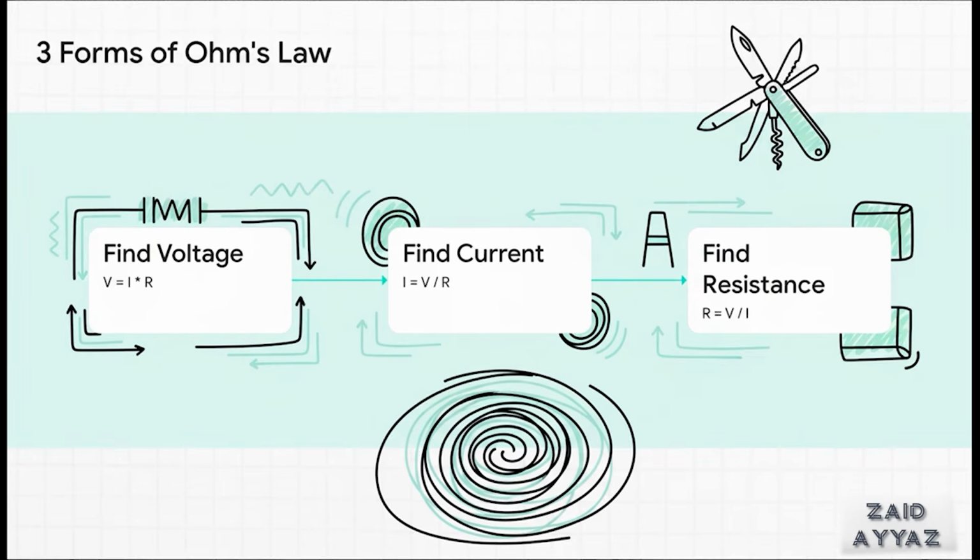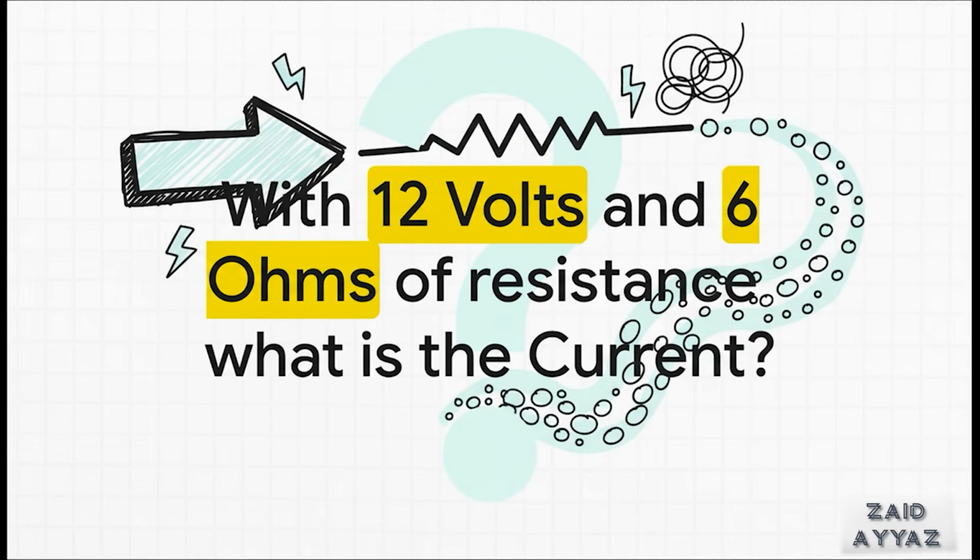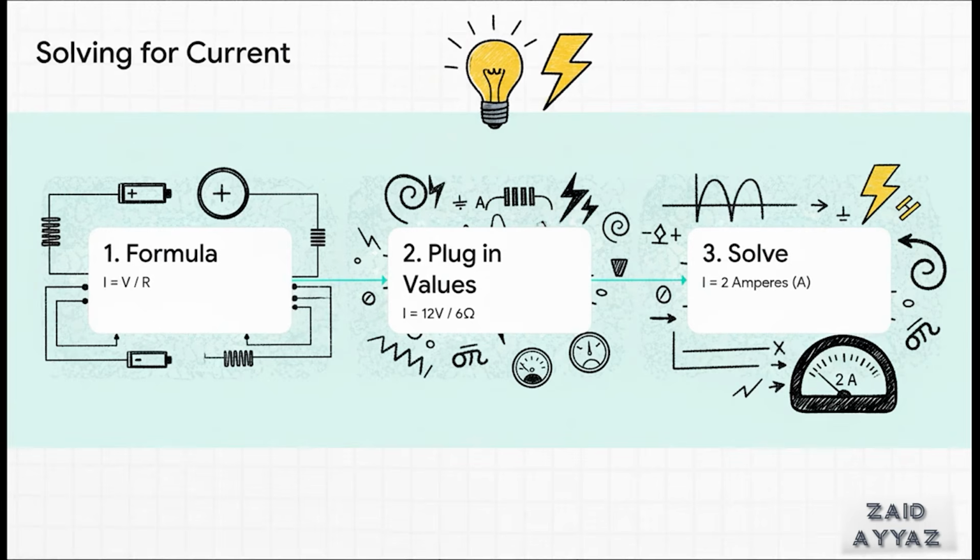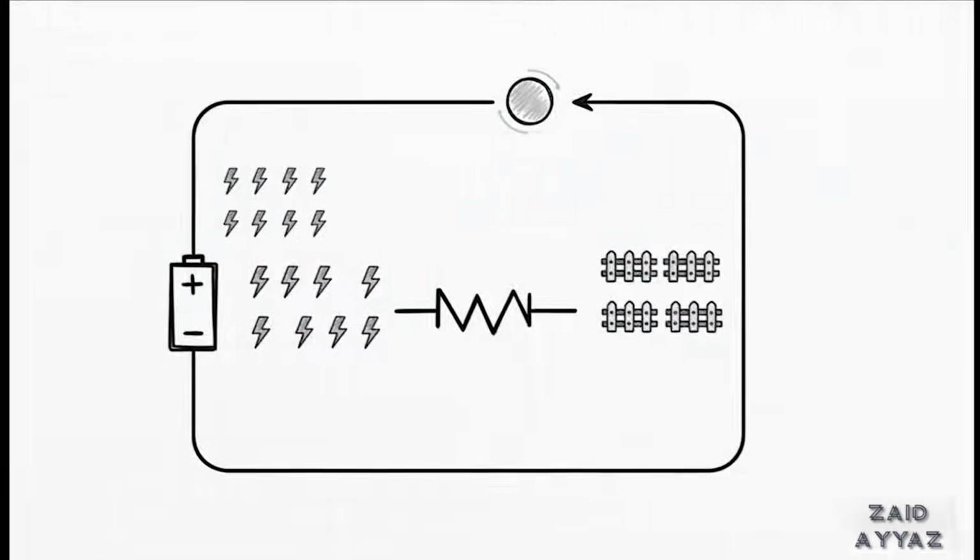Let's give it a try. Okay, time for a little pop quiz. Let's say you've got a circuit with 12 volts of push and 6 ohms of resistance trying to slow it down. How much current, how much flow are you going to get? Well, we just grab the right version of our formula. Current equals voltage divided by resistance. We plug in the numbers, that's 12 volts divided by 6 ohms, and boom, the answer pops right out. We get 2 amps of current. See? It's that simple.